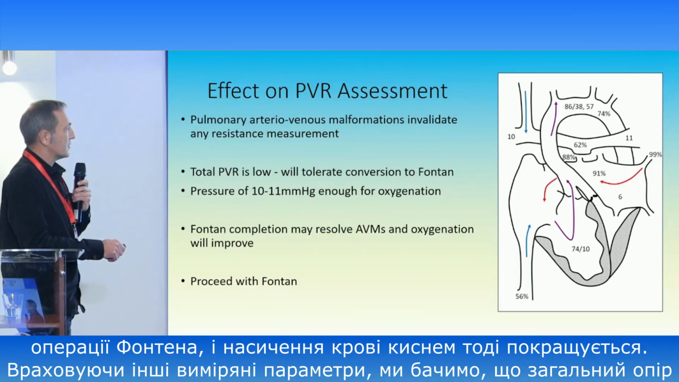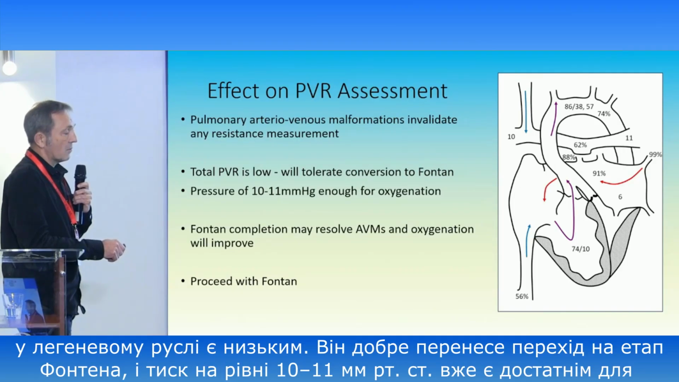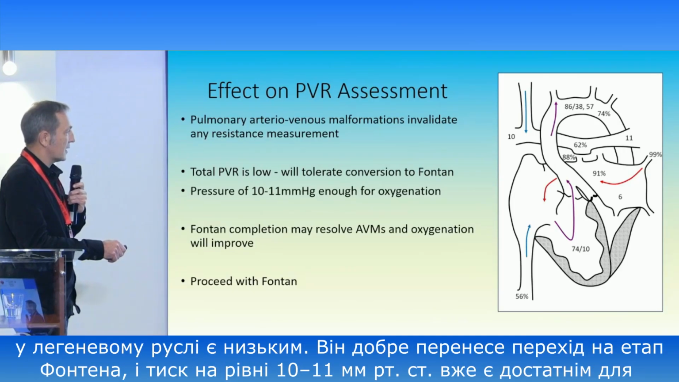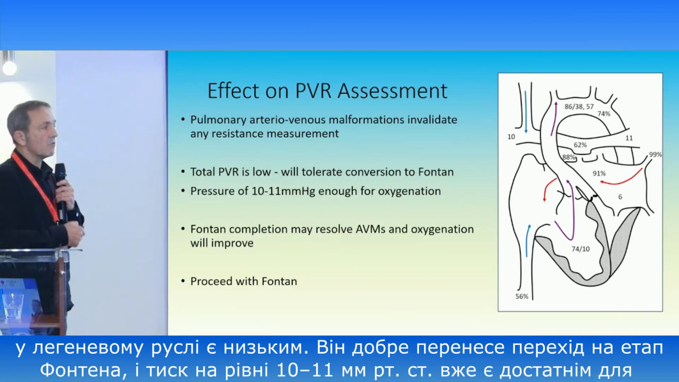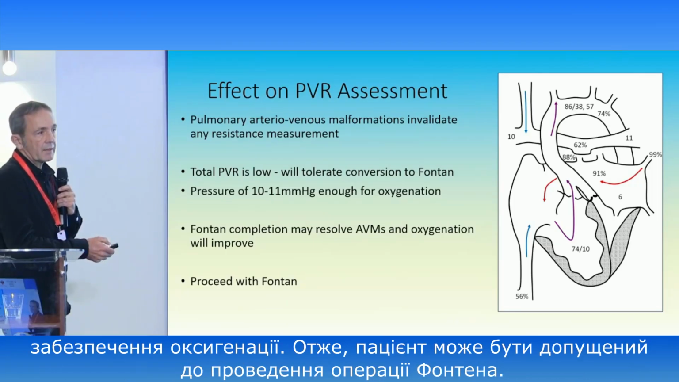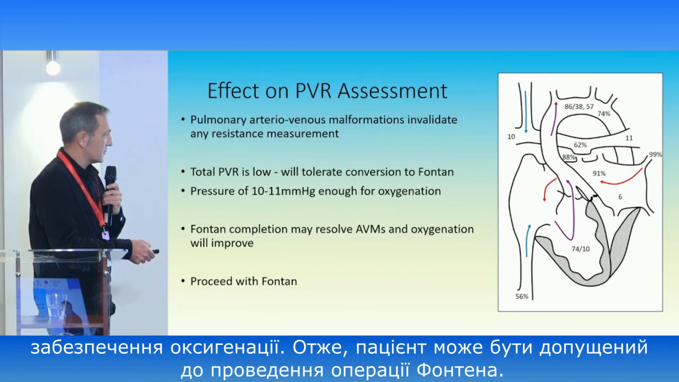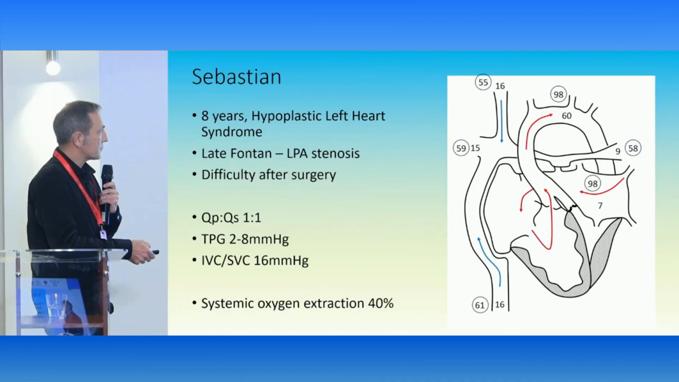And with the other parameters we've measured, we know that the total pulmonary vascular resistance is low. He'll tolerate a conversion to a Fontan, and the pressure of 10 to 11 is already good enough to oxygenate him, so he will tolerate the Fontan operation. So he can go ahead.